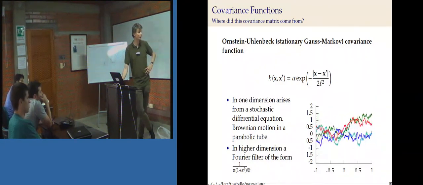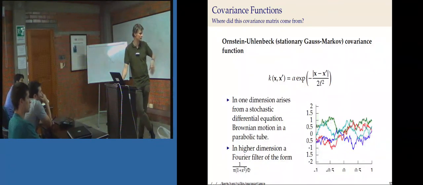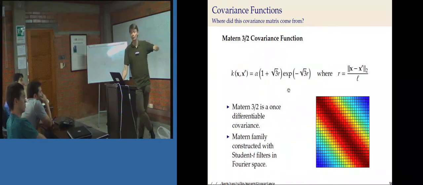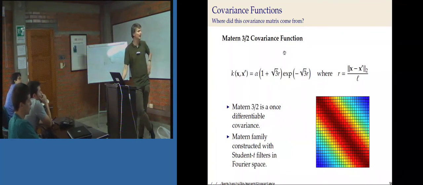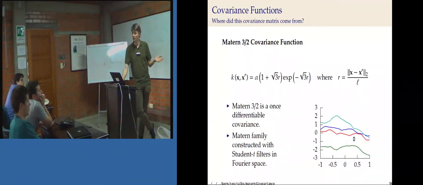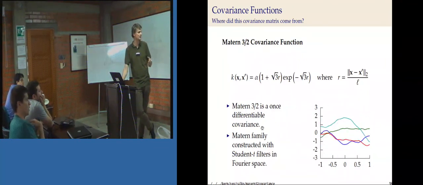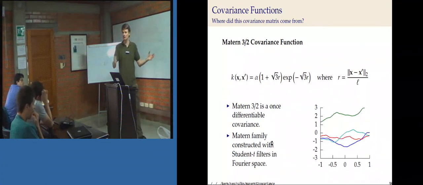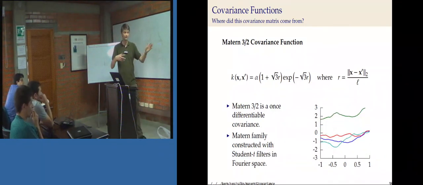Now, the Cauchy is a special case of a student t distribution with particular degrees of freedom parameter. If you go 1 up with the degrees of freedom parameter, you get the Matern class of covariance functions. Now this one is once differentiable, the Matern 3 over 2. So it's rougher than the exponentiated quadratic, but it's smoother than that Ornstein-Uhlenbeck exponential covariance. And the whole Matern family is constructed by student t distribution-like filters in Fourier space.